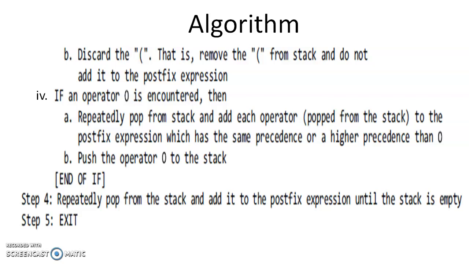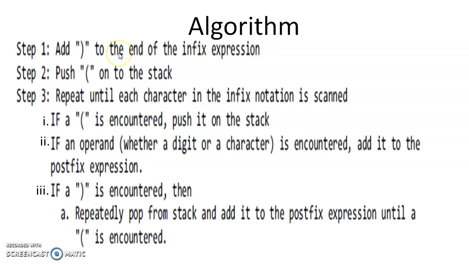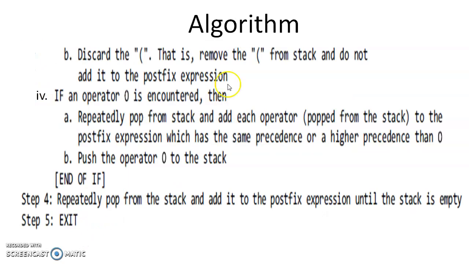The 4 steps that we are having are basically the activities that we are doing: we are adding the closing parenthesis at the end, we are adding the opening parenthesis at the starting, that is nothing but we are pushing it onto the stack, and the 4 conditions. When open parenthesis is encountered, push it onto the stack. When an alphanumeric character is encountered, add it to the postfix expression. When closing parenthesis is encountered, repeatedly pop from the stack and add it to the postfix expression until the opening parenthesis is encountered. And then pop the opening parenthesis and discard it.